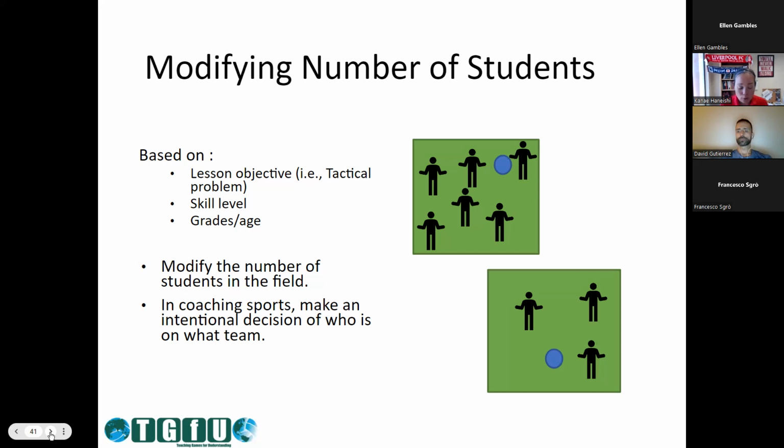If you are a sports coach, you also need to make an intentional decision about who plays on what teams. If you want to develop offensive or defensive teamwork, you may want to put offensive players together and defensive players together so they can work on certain skills together. On the other hand, if this is a physical education lesson where various levels of students are in the class, it is highly recommended to mix up the teams so the students can work with students of various skill levels.